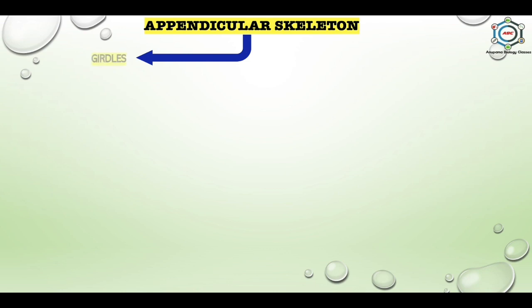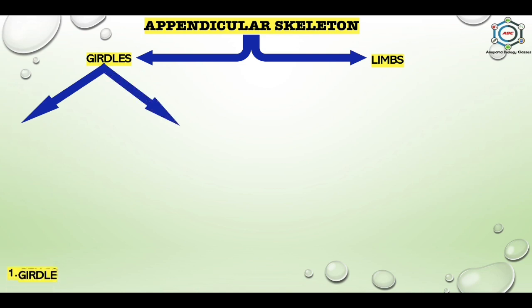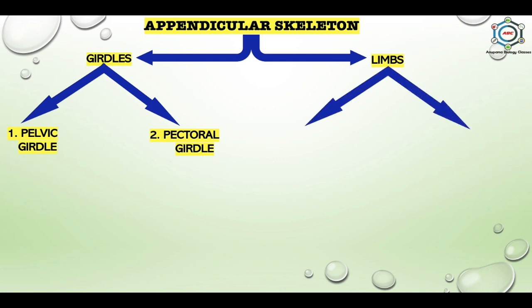So in the previous page, we saw different parts of the axial skeleton. Now the parts of the appendicular skeleton, and it is divided into two parts. First one is girdles and second is limbs. Girdles is divided into two parts: first one is pelvic girdle, then the pectoral girdle. The limbs are also divided into two parts: first one is forelimbs and the second is hind limbs.